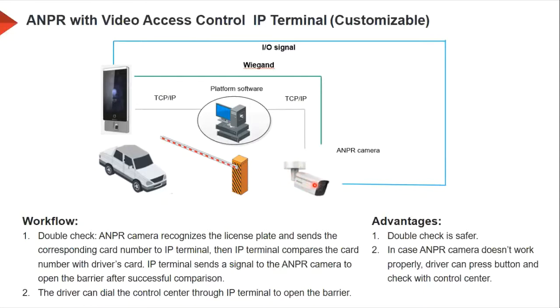Just in a nutshell again, just to revise: the camera detects the number plate, sends it via the Wiegand cable to the terminal. The terminal verifies that number as well as the person's face or card or finger that he wants to scan there, authenticates, and then once it authenticates, sends a signal back to the ANPR camera to do the triggering of the boom. So that's a good double checking, making sure that the driver and the number plate match.